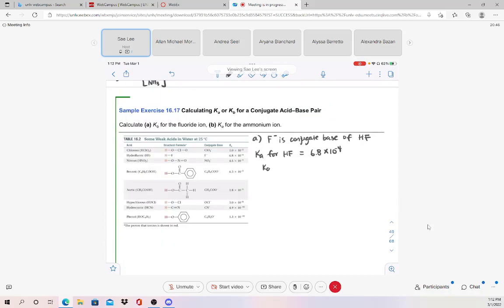Since Ka times Kb equals Kw, Kb equals Kw divided by Ka. So that equals 1.0 times 10 to the negative 14, the equilibrium constant for water, divided by Ka. The Ka for the acid is 6.8 times 10 to the negative 4. That equals 1.5 times 10 to the negative 11.